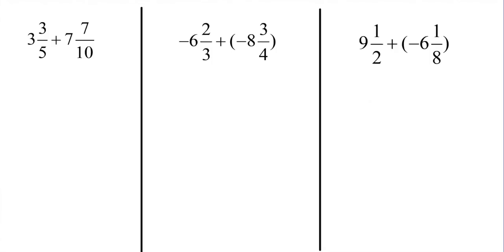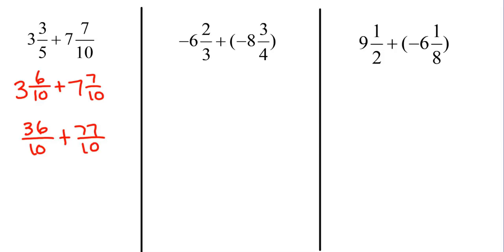Now let's look at some mixed numbers here. 3 and 3/5 plus 7 and 7/10. The least common multiple of 5 and 10 is 10. So I'm going to rewrite these with a denominator of 10. 3/5 is 6/10. And this one is already tenths, so I'm going to leave it written like that. And then I'm going to change these to improper fractions. This is 36/10 plus 77/10, which is 113/10, which is 11 3/10 as a mixed number.